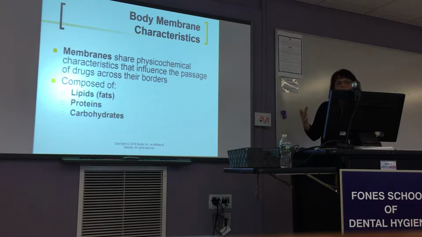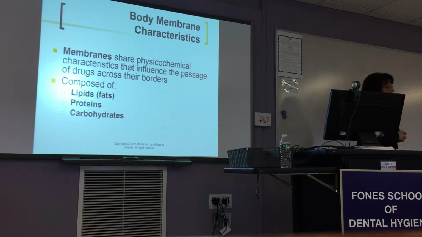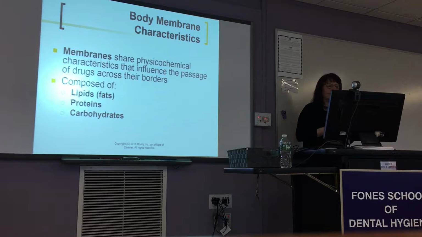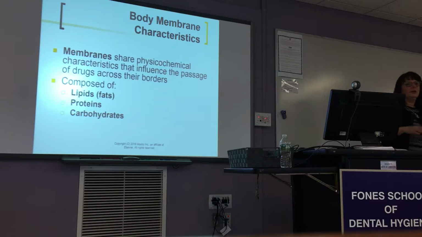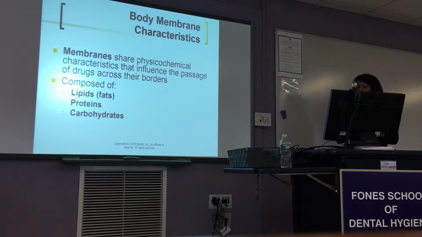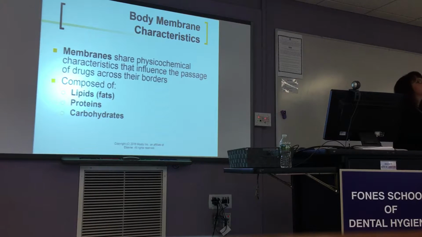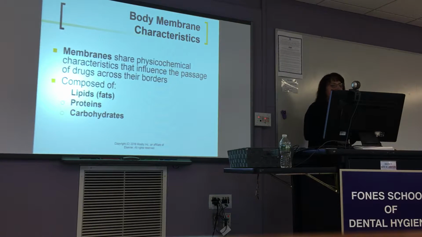So the membranes, no matter where they are in your body, could be one cell thick, could be several cells thick, but they share characteristics with each other. All of our body membranes do. They're composed of lipids, proteins, and carbohydrates. So fats, proteins, and carbohydrates. Sounds like a diet, right? That's why we eat these foods, because our body is made up of them. And water should be in there, too. Lipids are fats, proteins, and carbohydrates.